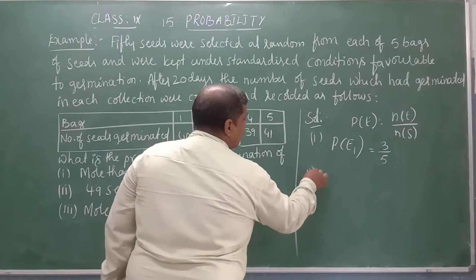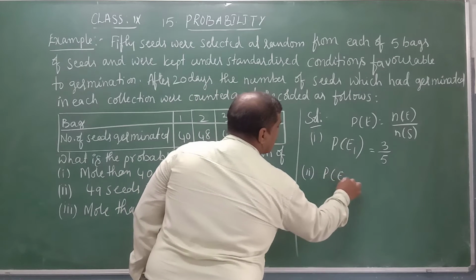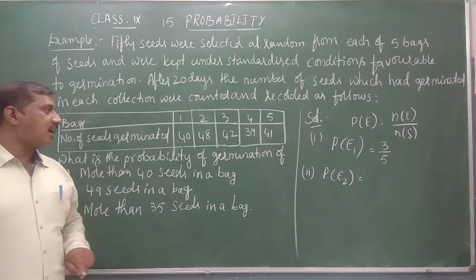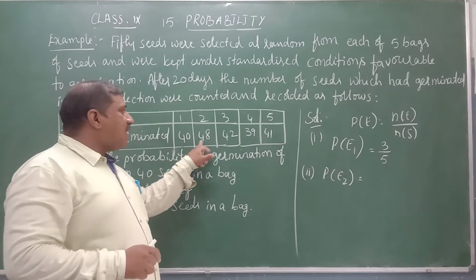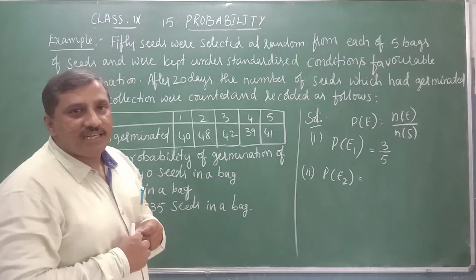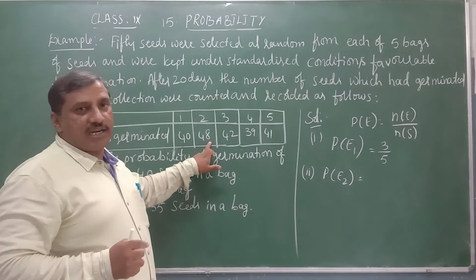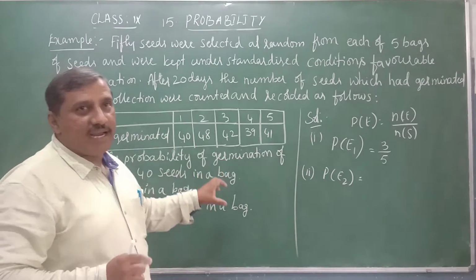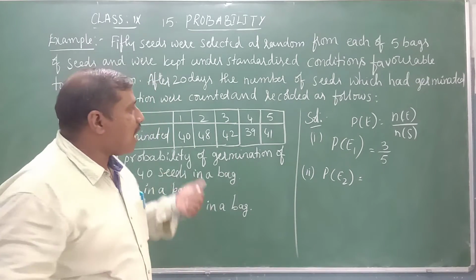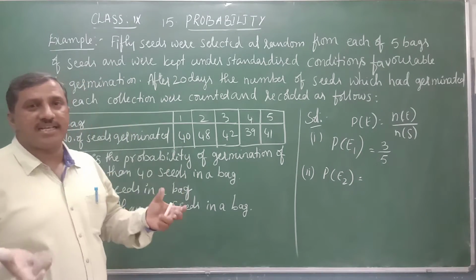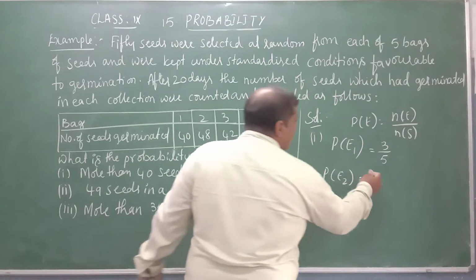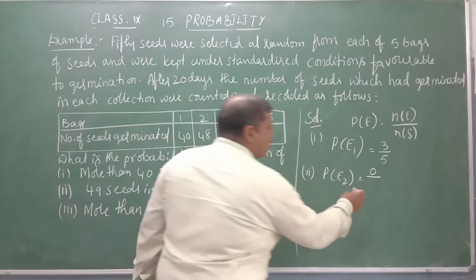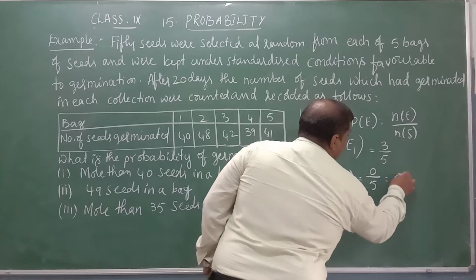Then the second question, P of E2: 49 seeds in a bag. Do you find any bag having 49 seeds germinated? The highest number is 48. 49 seeds germinated are not present in any bag. So how many favorable outcomes are there? Here it is 0. There is no bag which contains 49 germinated seeds. 0 by possible outcomes 5, that is 0.